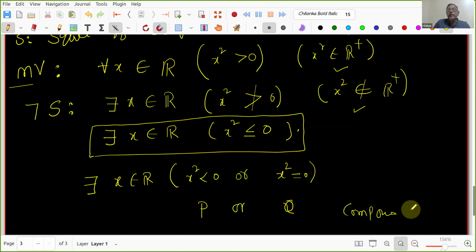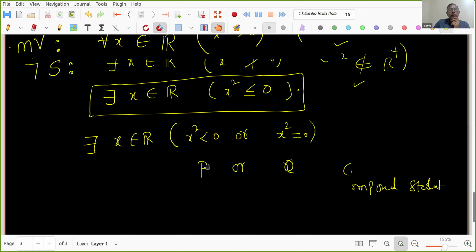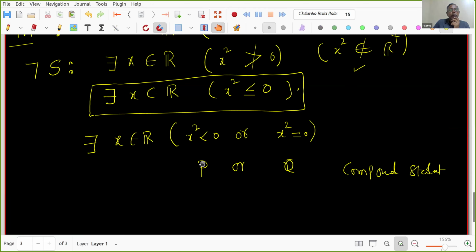No need for the name. I will tell you the name later, just to say something. So P is a statement, Q is a statement. The whole thing was one statement, P or Q, like this: x square less than or equal to 0. When P or Q is true, if P is true, then P or Q will be true.